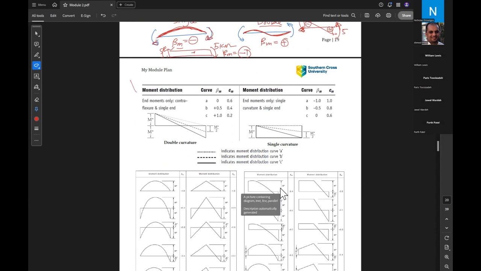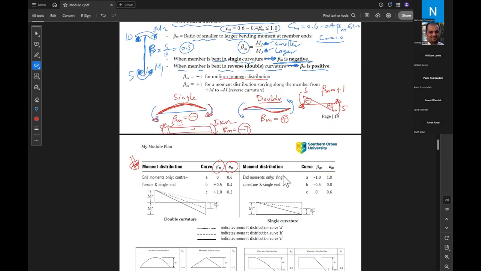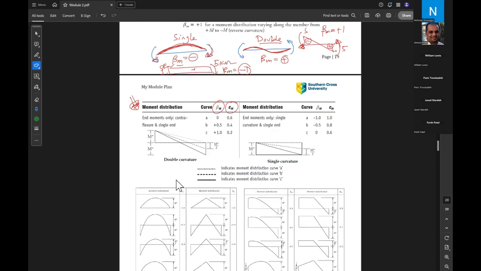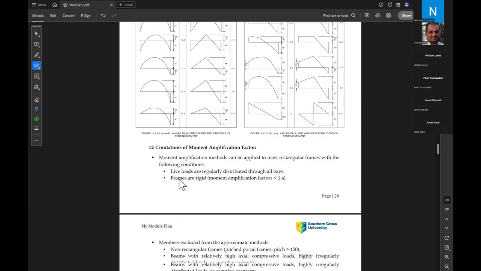And this table gives some idea about how beta M relates to CM. So if we go back here, after we got beta M, if beta M is known, there is no problem with CM. Beta M will easily give us CM.